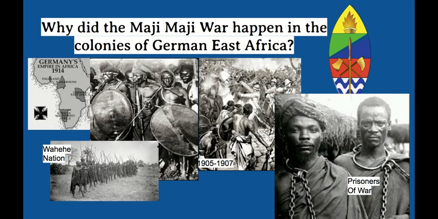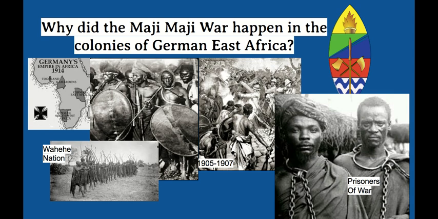So let's do a little orientation in East Africa. And we're not going to spend as much time on this as is probably warranted, but we'll give it enough of an overview so you understand why. The Maji-Maji War happened in the colonies of German East Africa. Why did it happen? So we're rewinding to 1905, 1907, and the question is, why did this war happen?